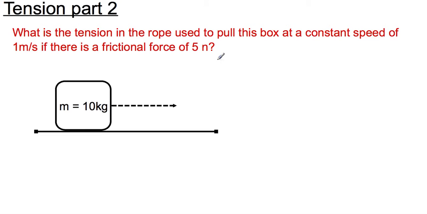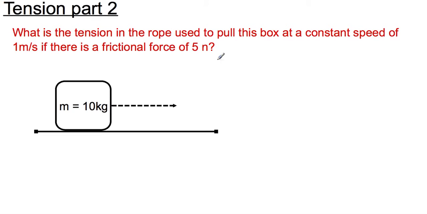This video continues our idea of tension, and this time we're talking about tension in things that are being pulled by a rope or a string. And the question is, what is the tension in the rope used to pull this box at a constant speed of 1 meter per second if there's a frictional force of 5 newtons?